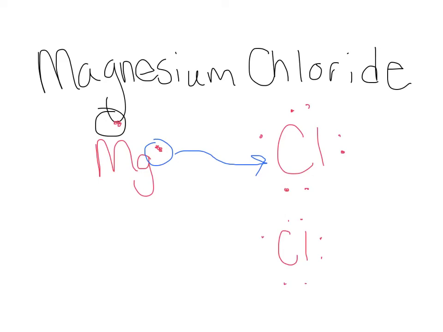with 7 valence electrons. And now this electron can come off magnesium and go to that chlorine atom. So magnesium now has 0, chlorine both have 8.